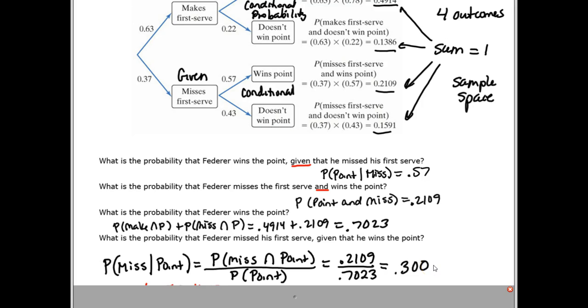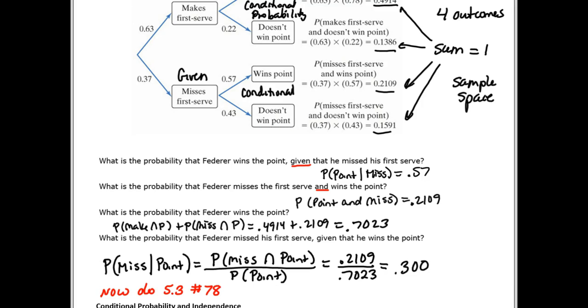So given that he wins the point, there's only about a 30% chance that he missed his first serve. There's a 70% chance that he made his first serve. Notice that going backwards is a completely different probability, with the opposite variable being the given. It's a completely different probability in that case.